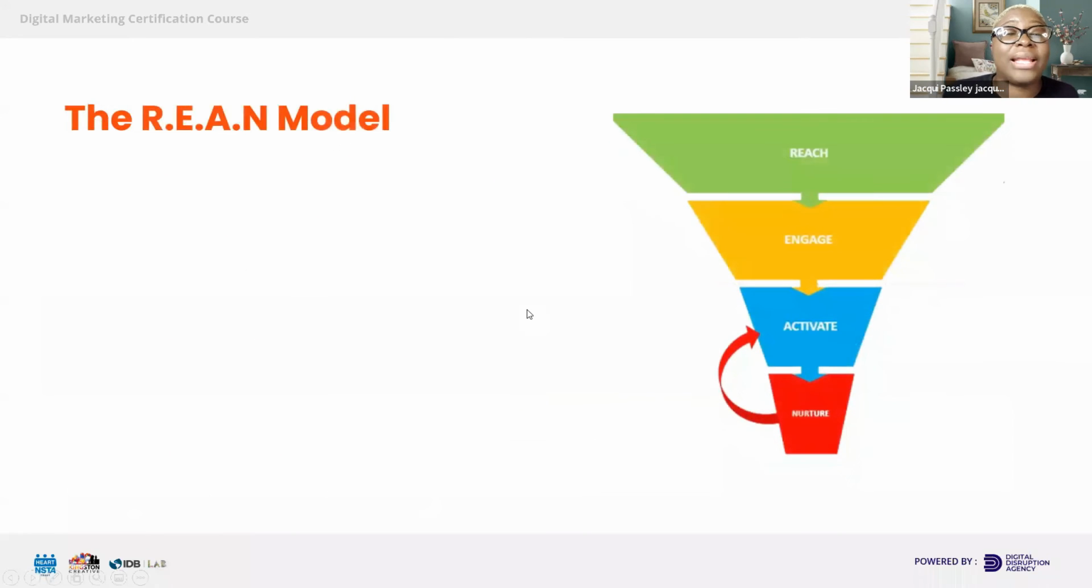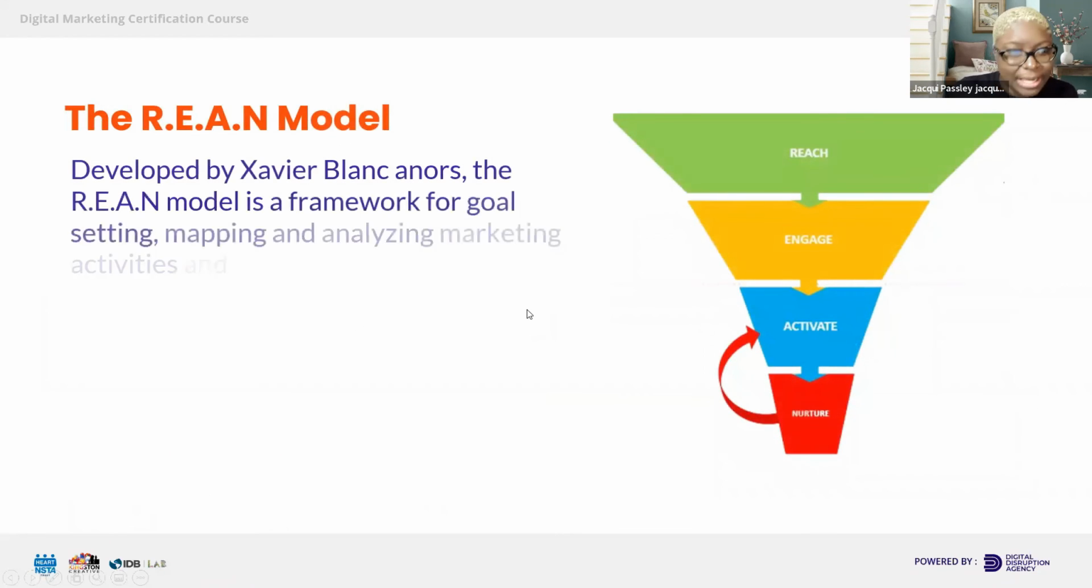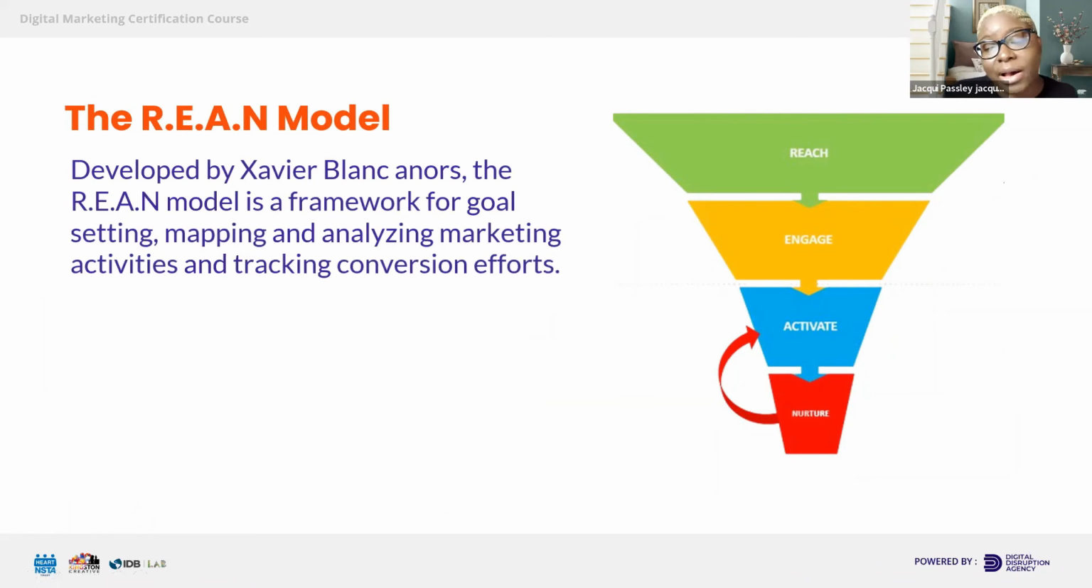And the last one is the REEN model. And this was developed by Xavier Blanc et al. Guys, et al. is a Latin term that we use in law, that's my background, to mean and others, okay? So developed by Xavier Blanc and others, the REEN model is a framework for goal setting, mapping and analyzing marketing activities, and tracking conversion efforts.